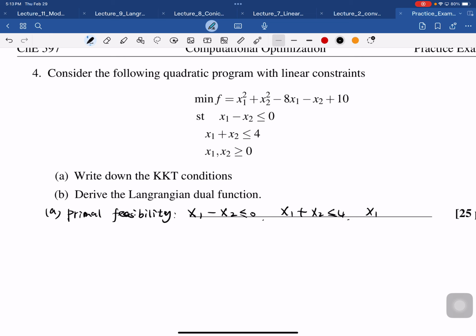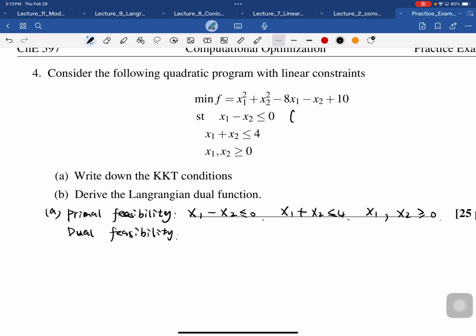And x1 plus x2 greater than 0. Okay, and then what about dual feasibility constraints? The third one of the primal feasibility has to be x1. Oh, yeah, so x1 and x2 are greater than or equal to 0. For dual feasibility, we can associate a dual variable with each constraint, right?